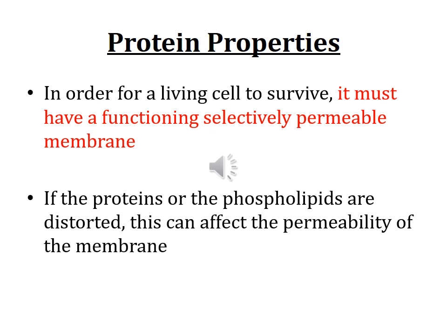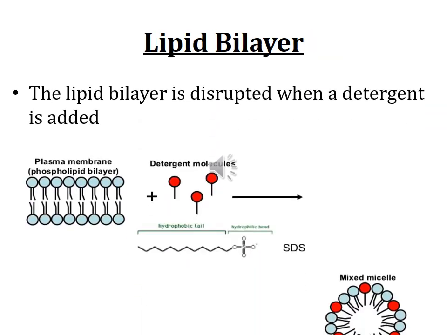So, as this slide indicates, in order for a living cell to survive and to perform its regular, specialized function, it must have a functioning, selectively permeable membrane. For a pancreatic cell to be a pancreatic cell, it must be selective about what molecules come in and what molecules come out. If the proteins, which are part of the mosaic, or the phospholipids are distorted, destroyed, or malfunction, this can affect the permeability of the membrane, and leakage can happen, as you will see from the experiment.